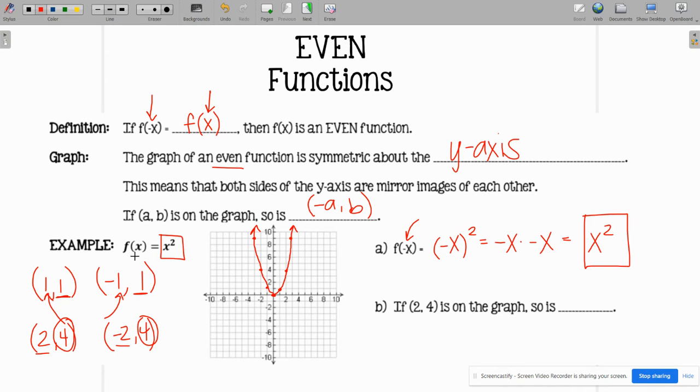So the fact that f of x equals f of negative x, they equal each other, means this is going to be an even function. And we already talked about if the point (2, 4) is on the graph, then the point (negative 2, 4), its reflection over the y-axis, is also on the graph. So these are just some ways to check if something is an even function.